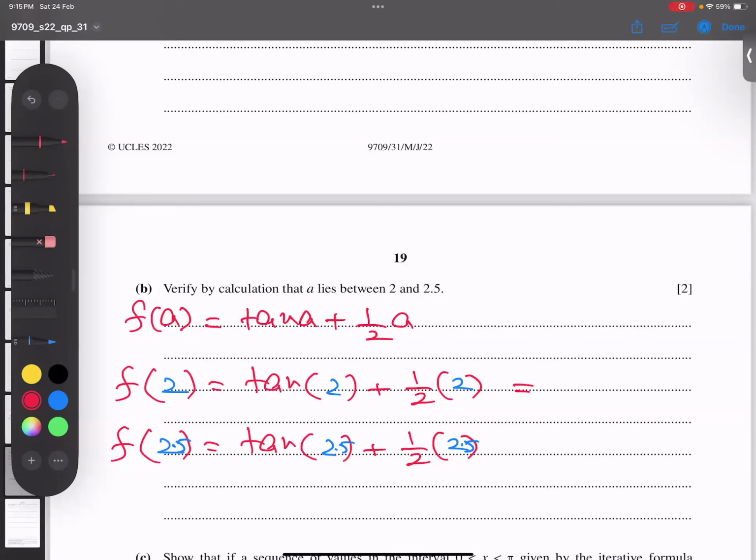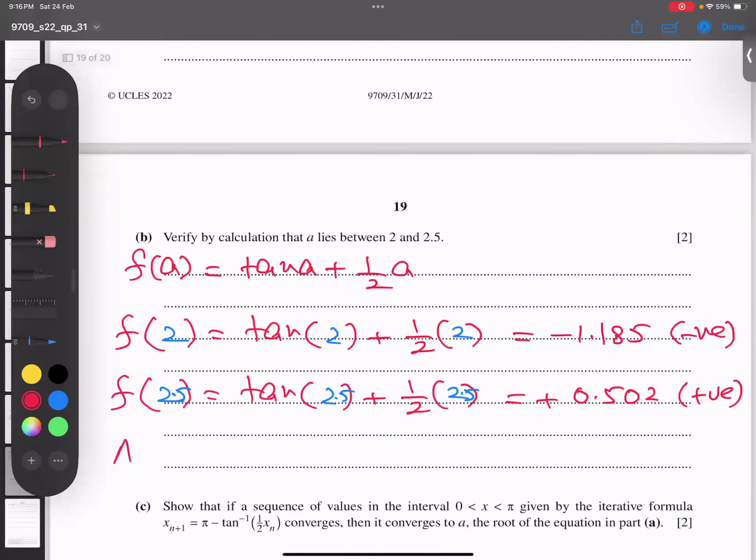Okay, and tan of 2 plus 1, I'm getting negative 1.185. So I got a negative answer. And if I check the second one, let me type in the calculator properly. So 2.5 divided by 2, I am getting a positive answer, 0.5029 or whatever. This is a positive answer. And you know, students, what line statement you must write: sign changes.